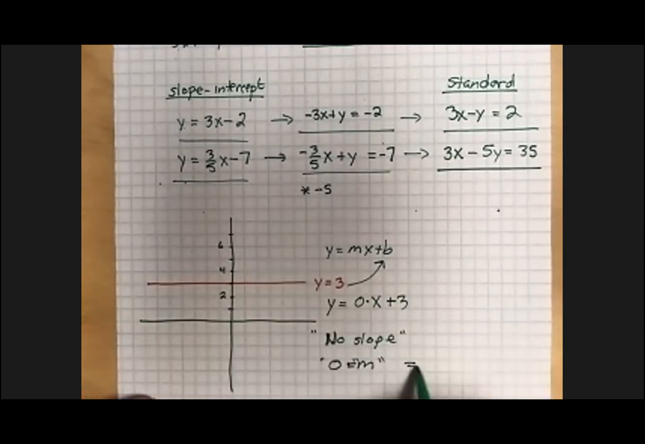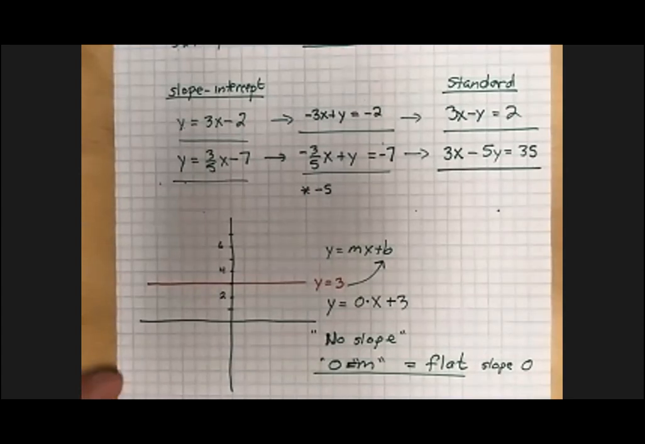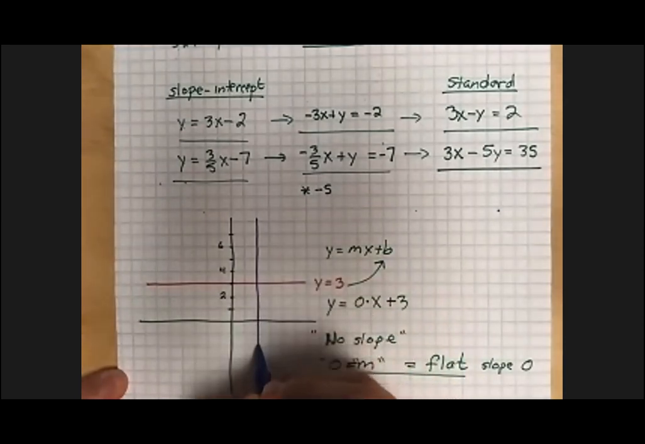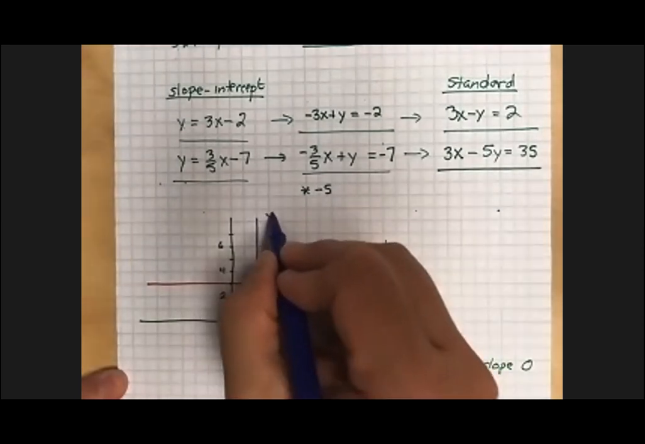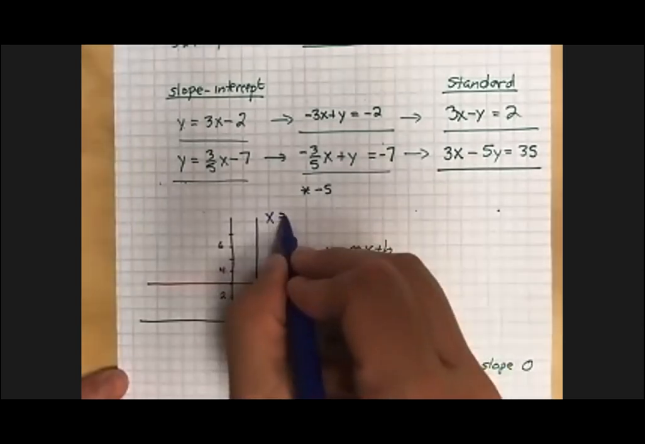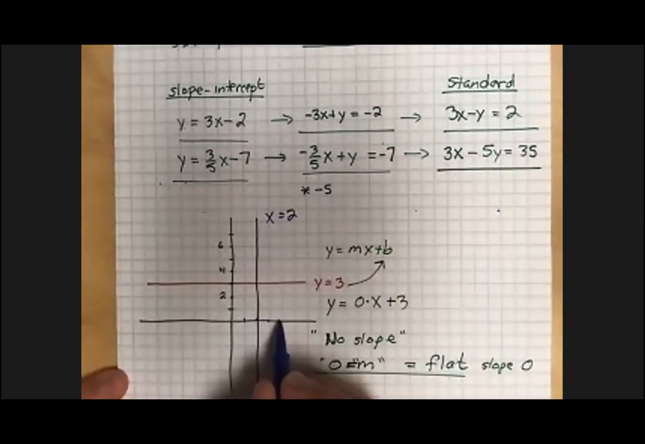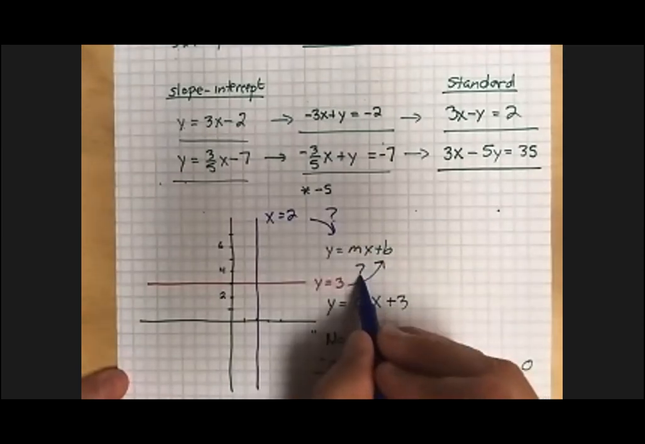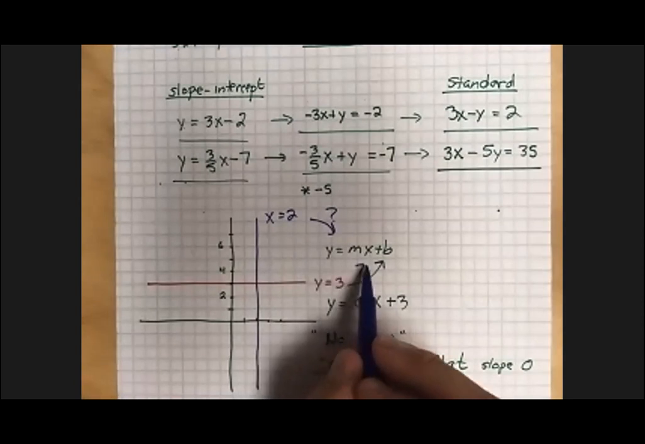0 slope means perfectly flat. When you say slope is 0, then you are saying it is perfectly flat. If you say no slope, what you mean is that line. This line is all the points where x is equal to 2. And this is also not in that form. But there's nothing I can do.